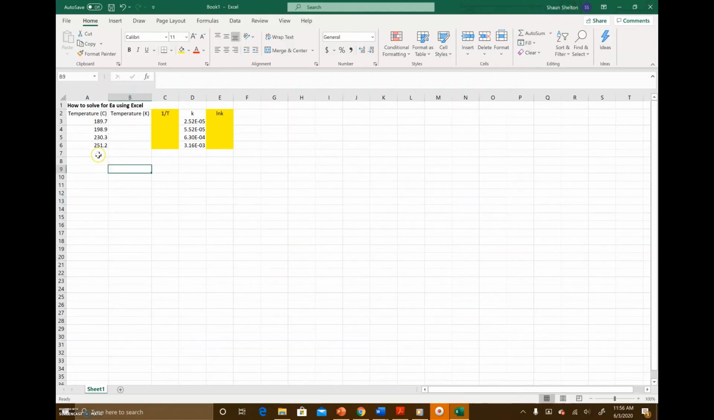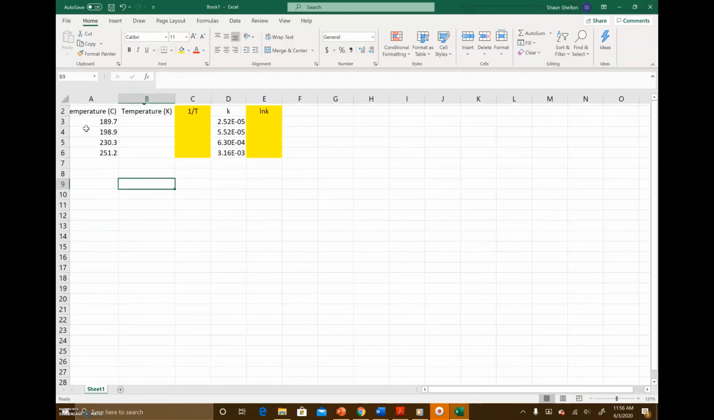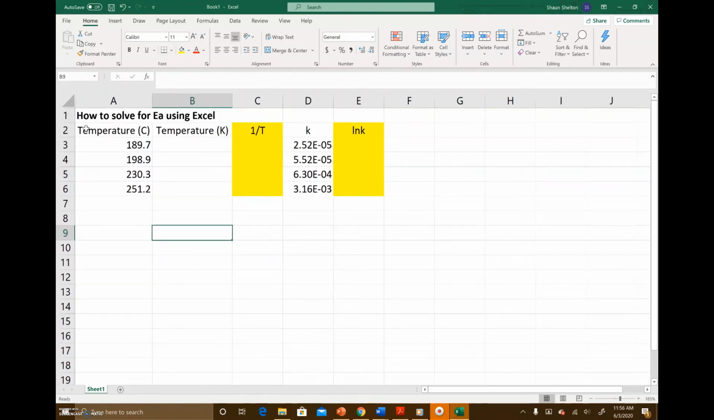Okay, so we're going to be looking at an example here. I'm going to show you how we can use Excel to solve for the activation energy. Now, I've already worked on a problem here. This is some experimental data that were collected, and we measured the temperature in degrees Celsius, which is this column here, and we measured the rate constant. We calculated the rate constant using the rate law.